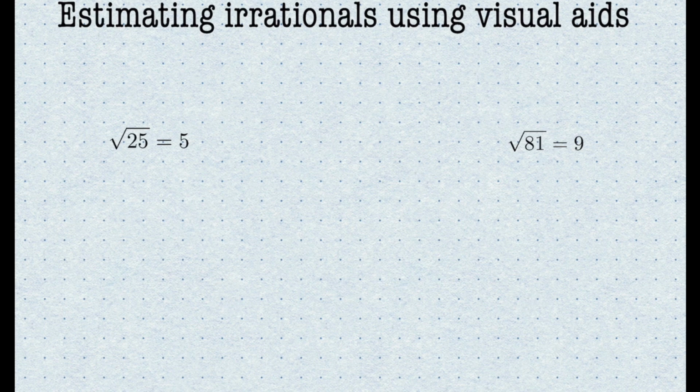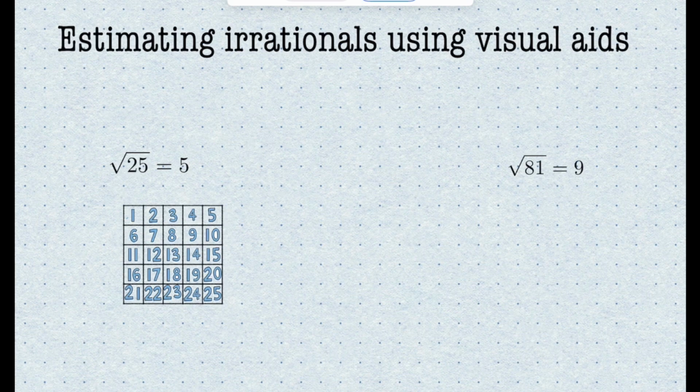We can set up a visual to help us think about this. So we can see there are exactly 25 boxes. So the square root of 25 gives us a length from here to here of 5. Same thing here. The sides are 5.